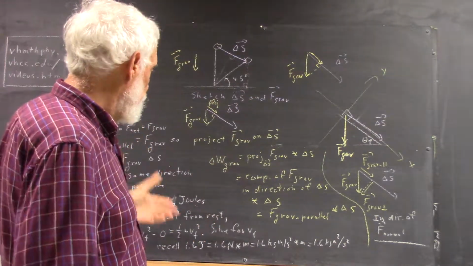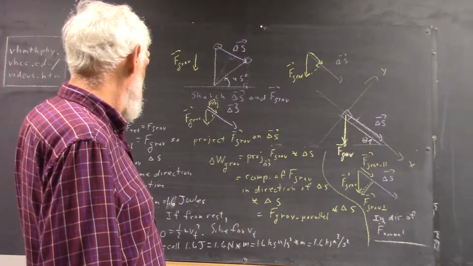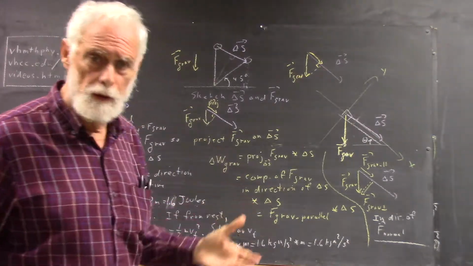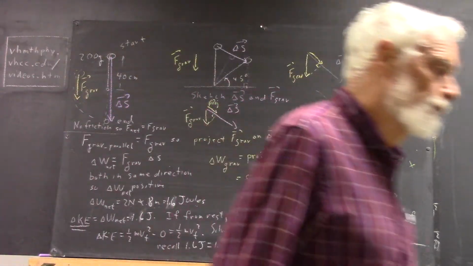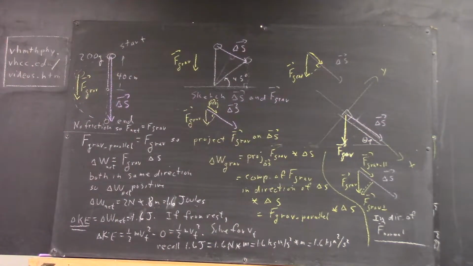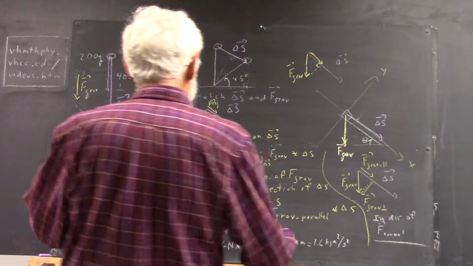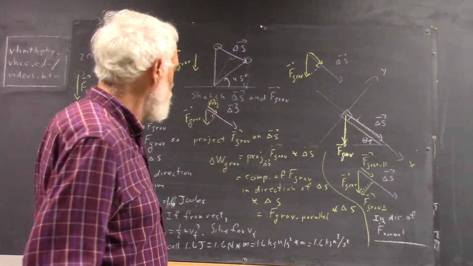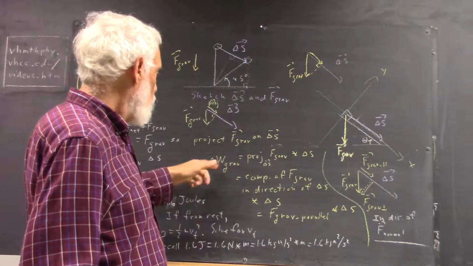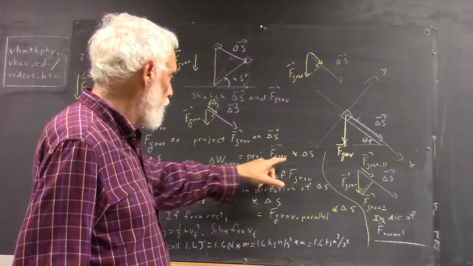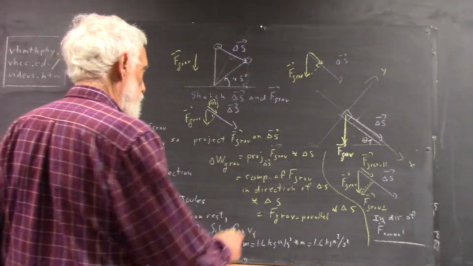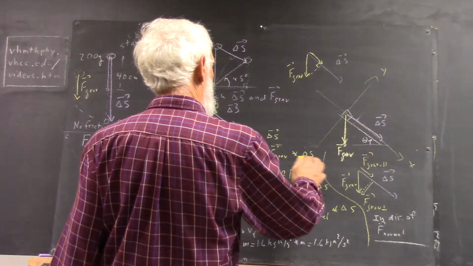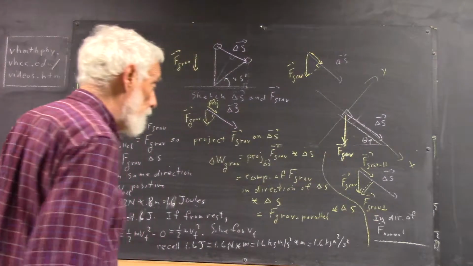That's where's my yellow chalk? I've left off a couple of symbols. Nothing should distract you. So we project gravitational force onto delta S, and the work done is our projection of the gravitational force on delta S multiplied by delta S. Okay?